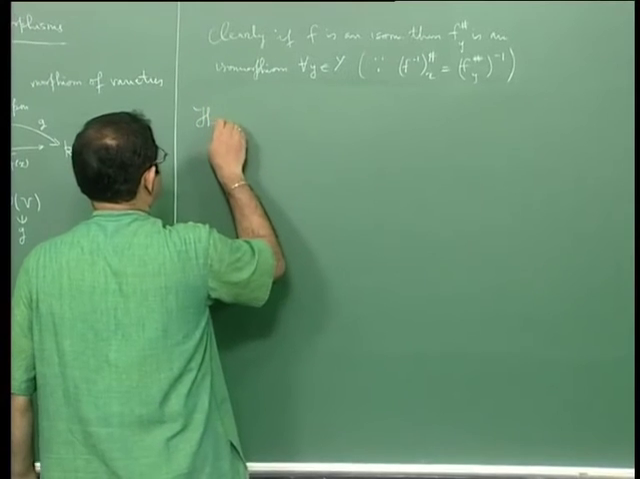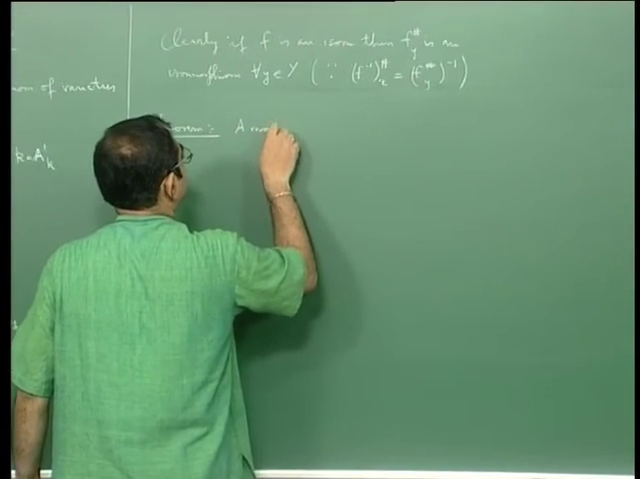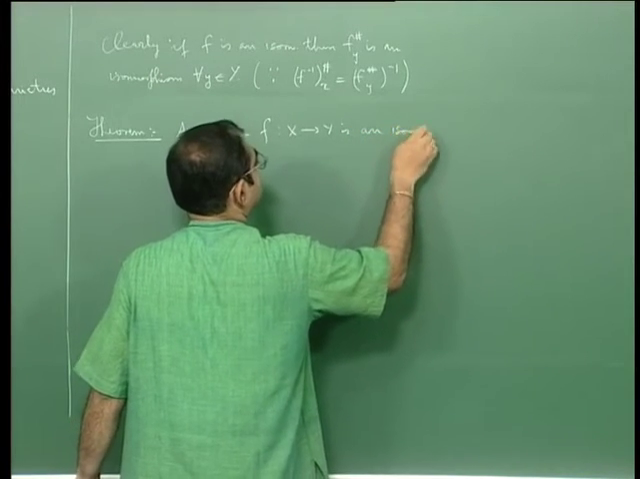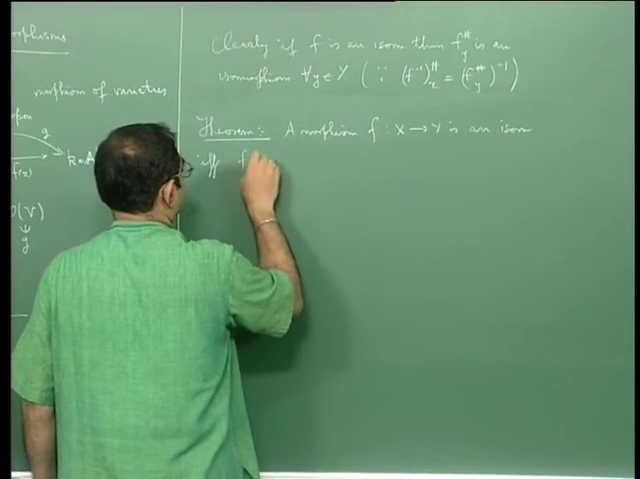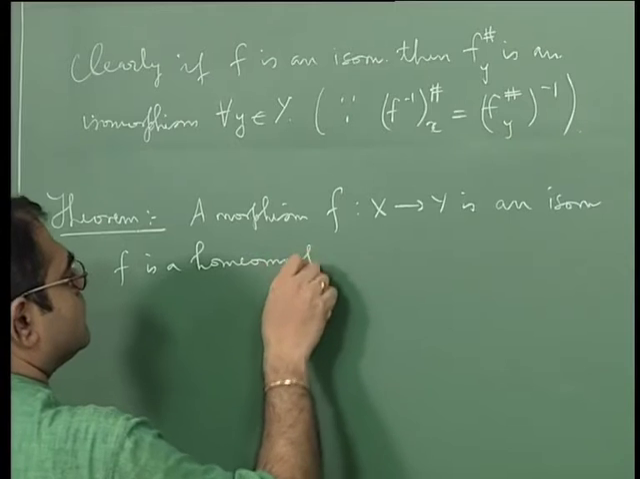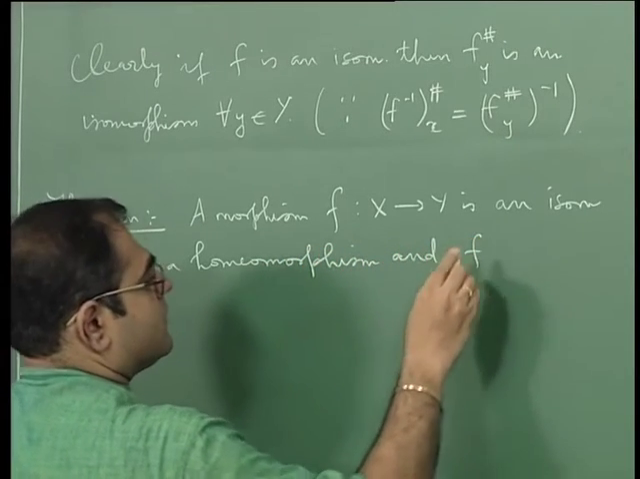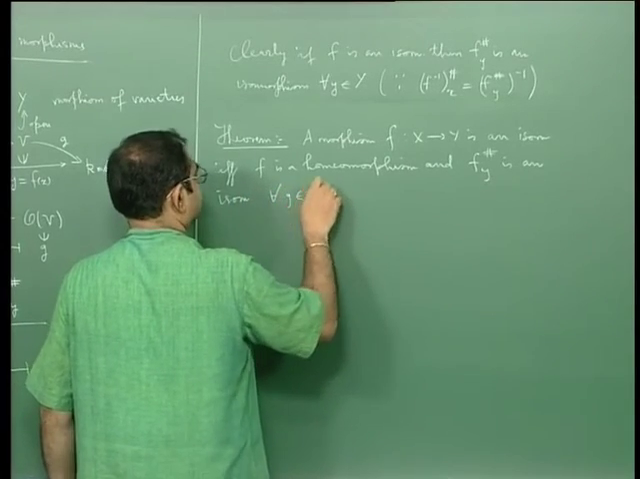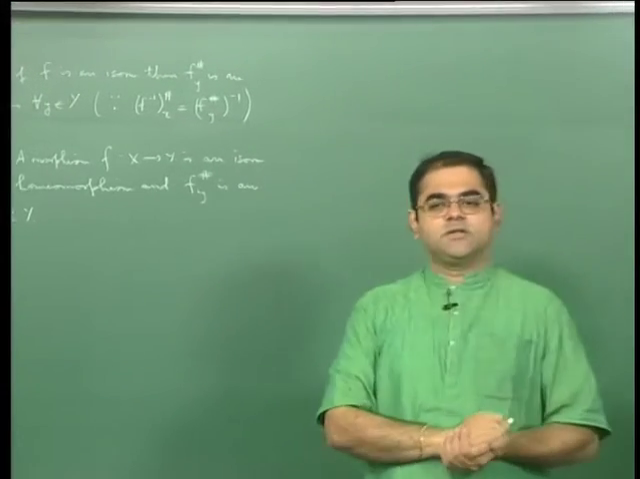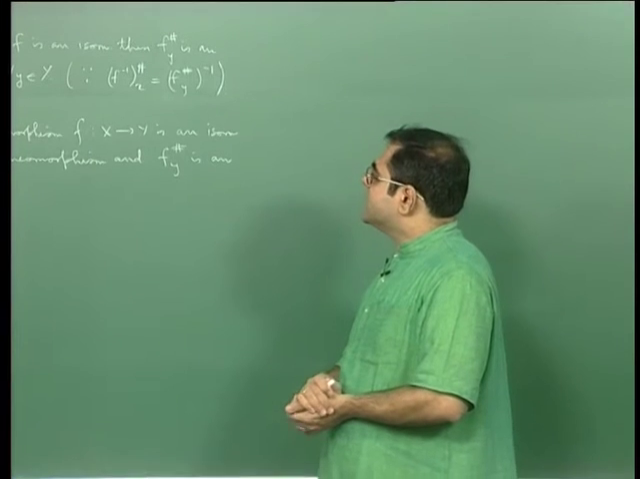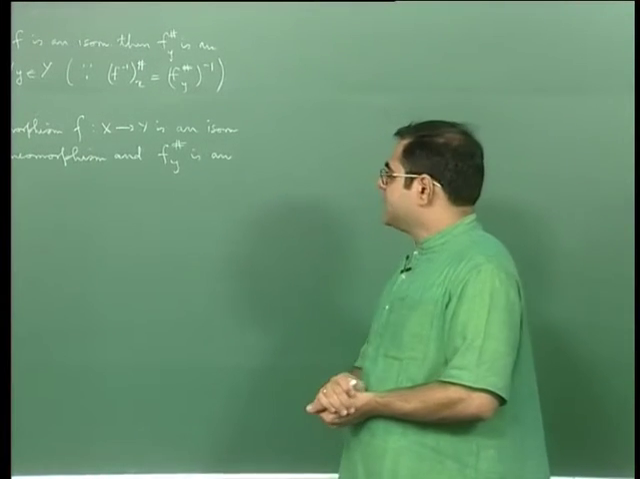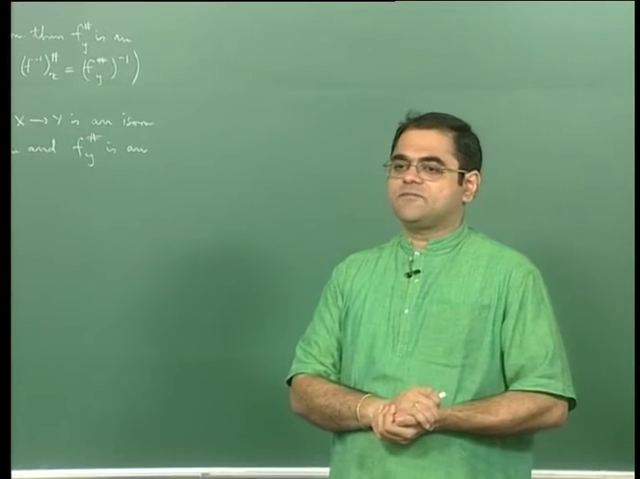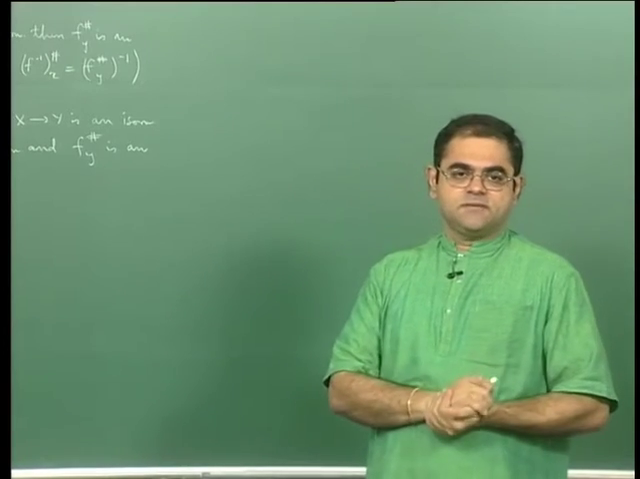So here is the theorem. Your morphism F from X to Y of varieties is an isomorphism if and only if F is a homeomorphism and F hash Y is an isomorphism for all y in Y. So here is a very powerful theorem that tells you about the power of local rings. What it tells you is that if you want to check a morphism is an isomorphism, then you first check it is a topological isomorphism, okay, then check at the local rings that the morphisms induced at the level of local rings are all isomorphisms, then the morphism is an isomorphism.